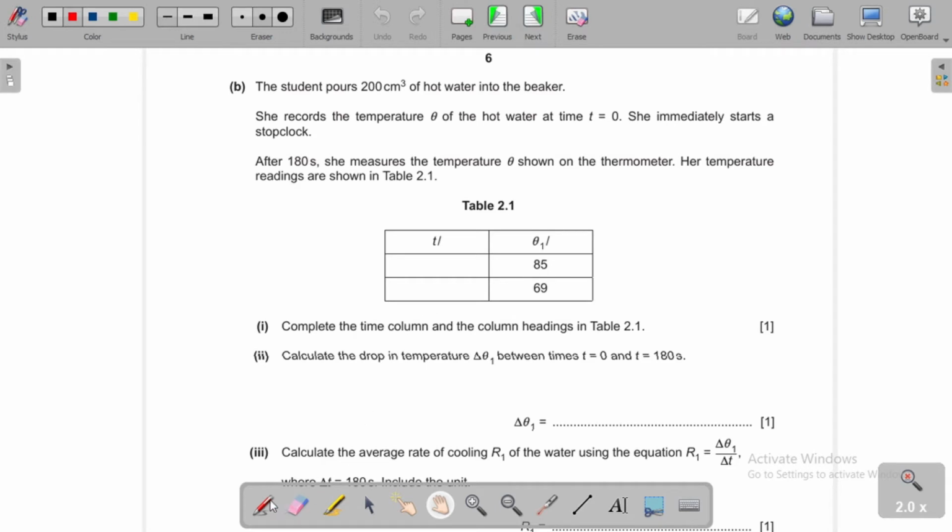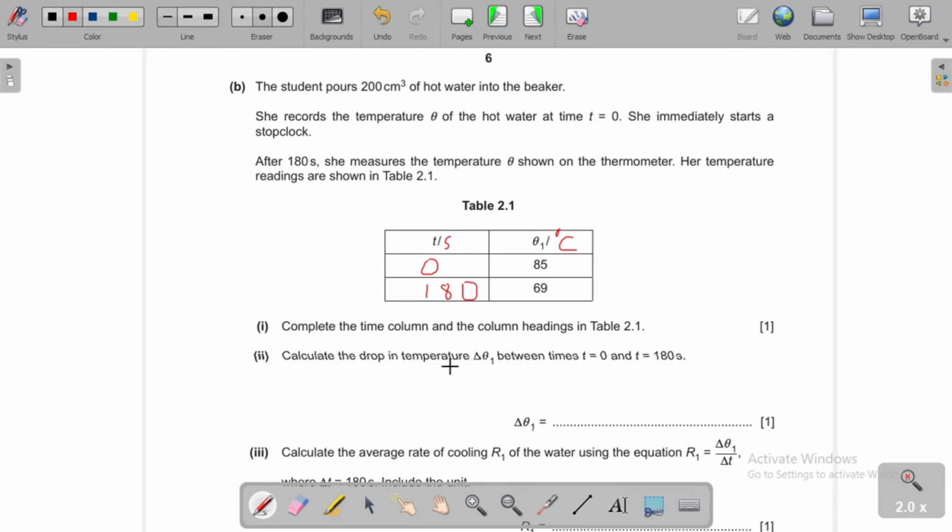We were told that she used time 0 and also time 180. To complete the heading, this is in seconds and this is in degrees Celsius. Make sure the sign of your degree is on top of C so that you get your complete mark. Complete the time column.